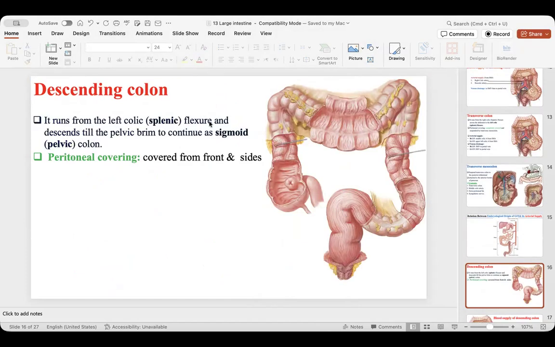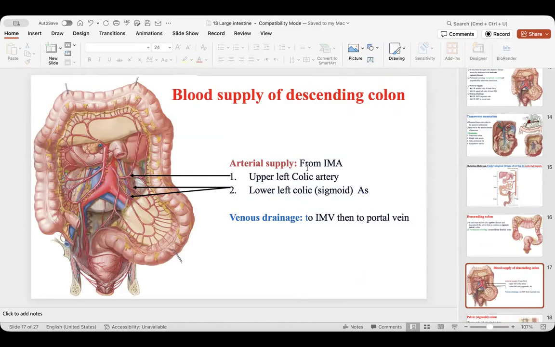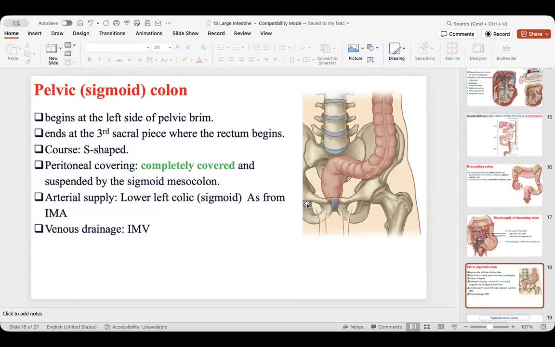Descending colon is also the same as the ascending colon, covered from the front and the sides, but the descending colon is part of the hindgut, so the arterial supply will be EMA, inferior mesenteric artery, from the left colic, and the vein is the inferior mesenteric vein, and finally to the portal.